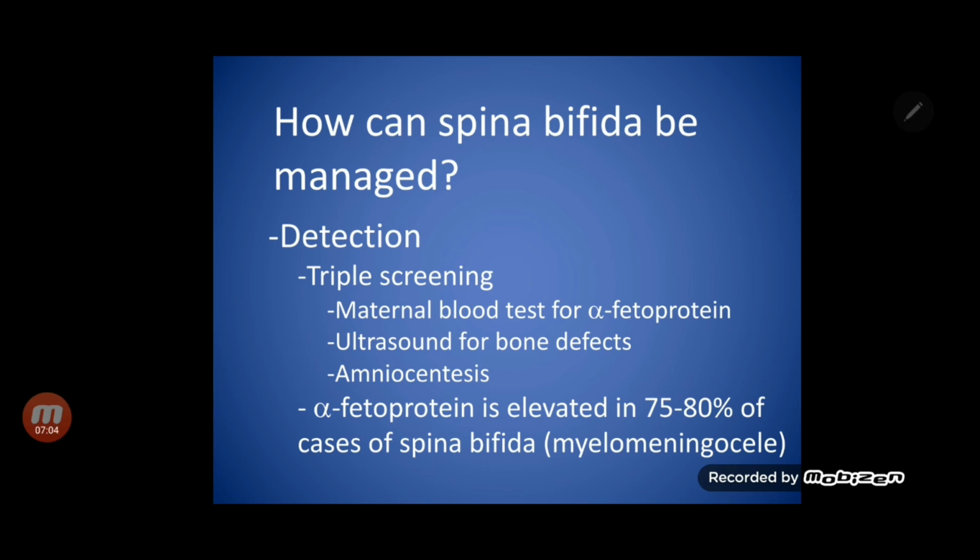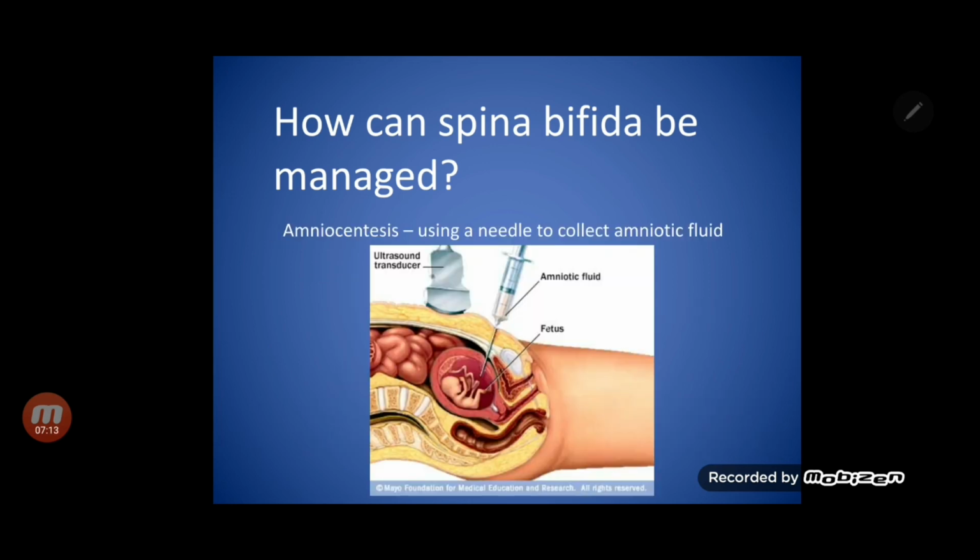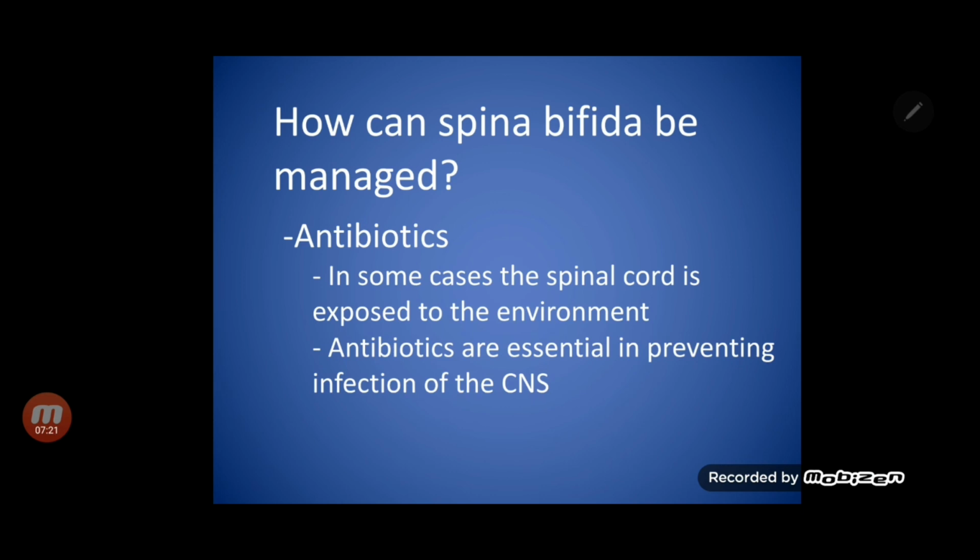The alpha-fetoprotein is usually elevated in about 75 to 80% of cases of spina bifida, especially the myelomeningocele type. And sometimes we may insert a needle into the uterus to perform an amniocentesis, using the needle to collect the amniotic fluid. Antibiotics are a cornerstone in the management. In some cases, the spinal cord is exposed to the environment, and antibiotics are very important to prevent meningitis.